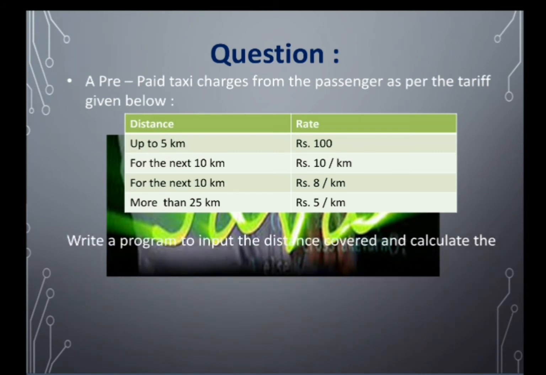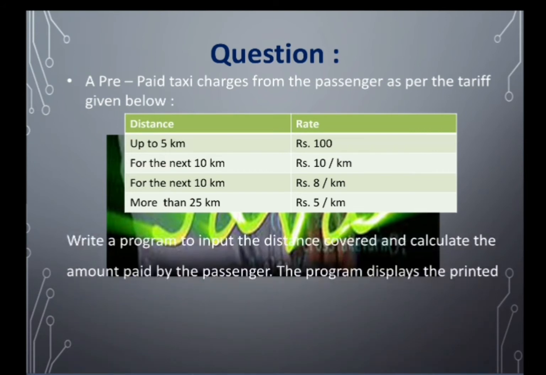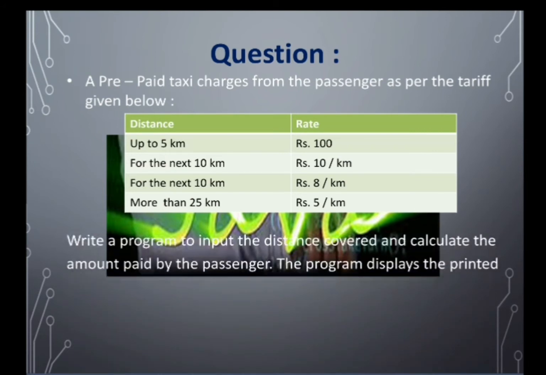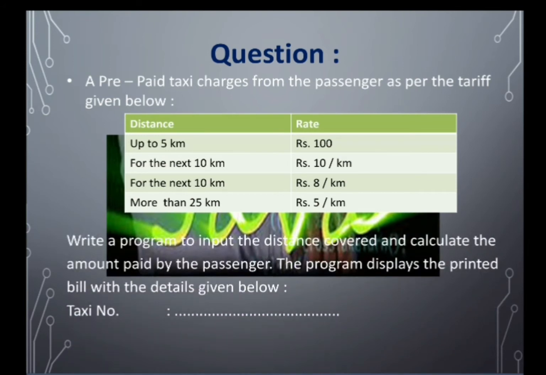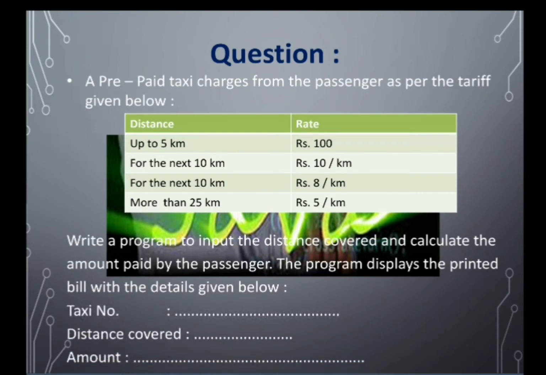For example, we have to create a program to input the distance covered and to calculate the amount paid by the passenger. The program displays the printed bill with the details given below: taxi number, distance covered, amount. Taxi number we have to accept from the user, distance covered we have to accept from the user, and amount we have to calculate. Whatever logic we create is on the amount only. First of all, you have to think about what we have to accept from the user and what we have to find out.